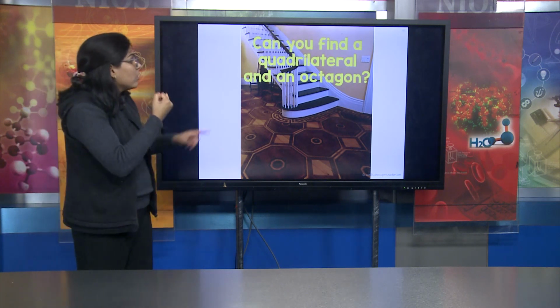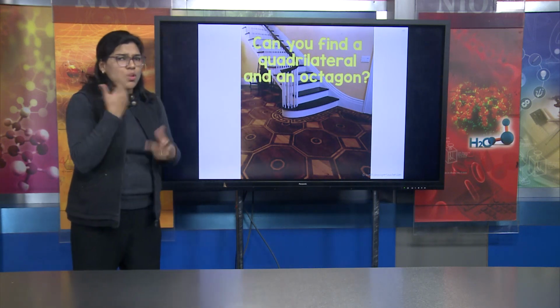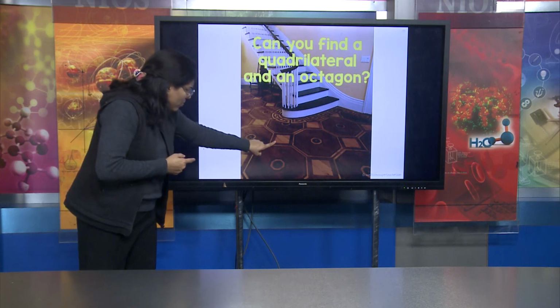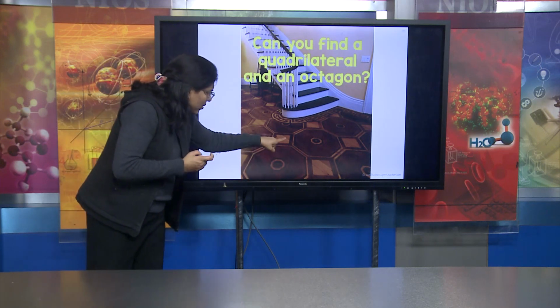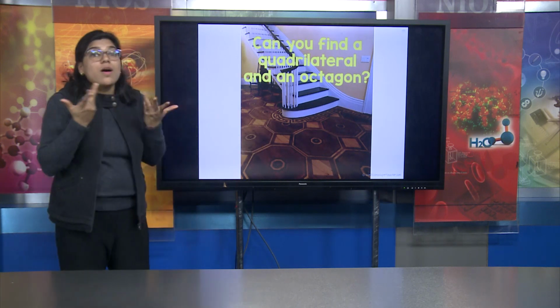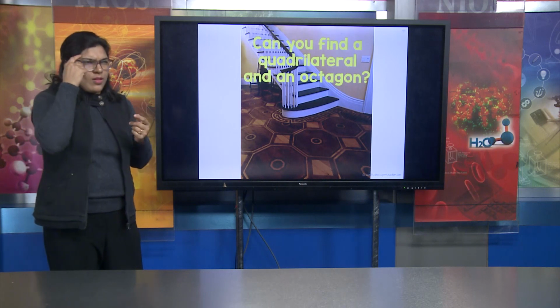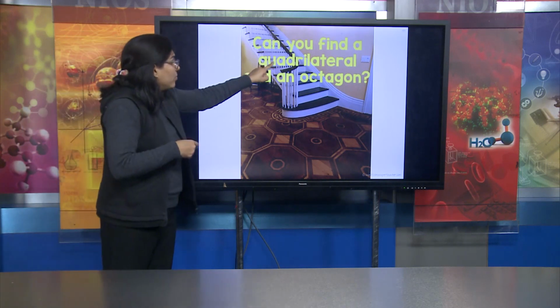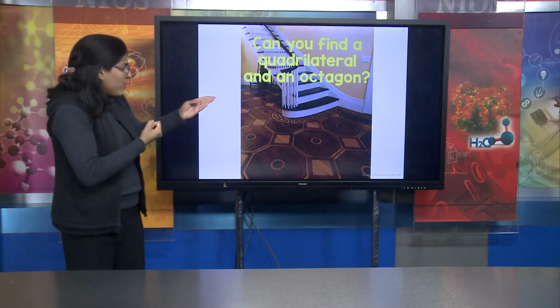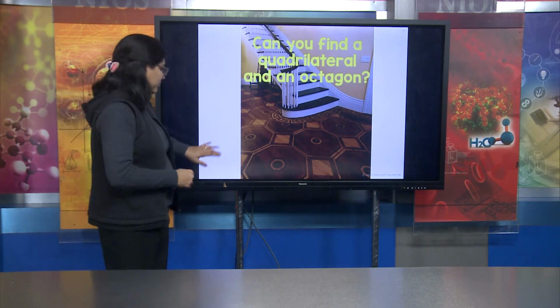You yourself have to find quadrilateral and octagon. Is there any quadrilateral? How many lines are there? So what shape is this? It has 4 lines, because quadrilateral has 4 lines, and octagon has 8 lines. So you have to yourself try to find the images. Let us move further.